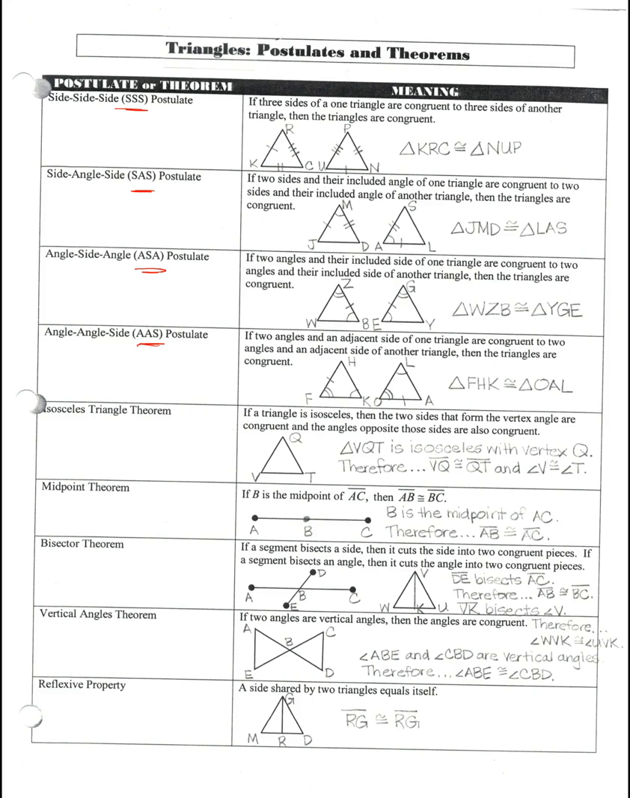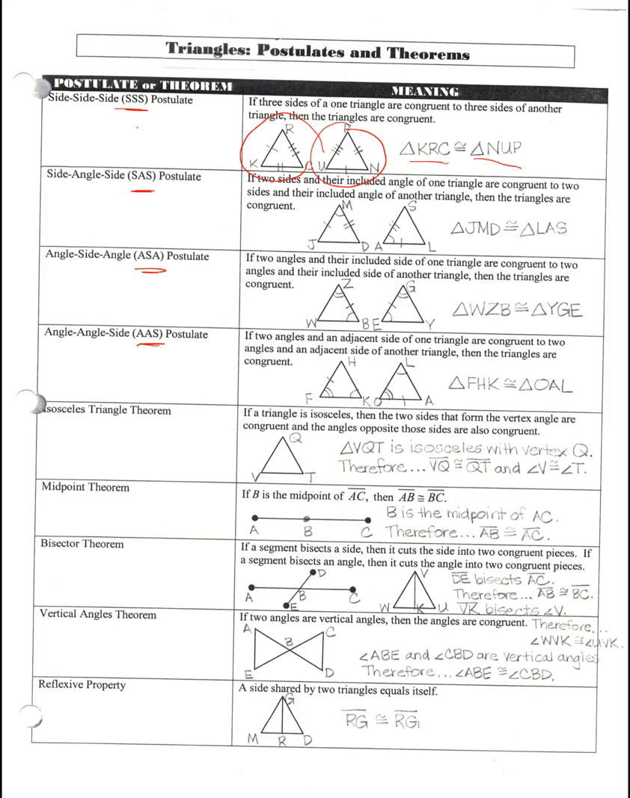And basically what we said is, if three sides of one triangle are congruent to three sides of another triangle, then we can say the two triangles are congruent, and the reason would be SSS, okay? So if we see something like this and something like this, then we have the right to say the triangles are congruent by SSS.